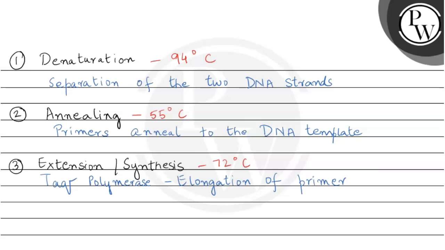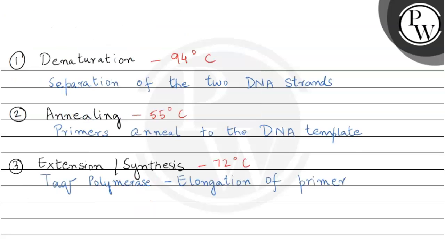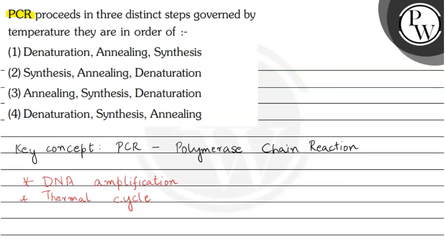the PCR cycle. So now if we see, then the order of the steps in PCR is first denaturation, then annealing, and the third one is extension or the synthesis of the primer. So now if we see the options, then the first option is denaturation, annealing, and synthesis. So this is the correct order because first we denature the DNA template, then we anneal the primer, and the last one is synthesis, that is addition of nucleotides to the primer or the elongation of the primer.